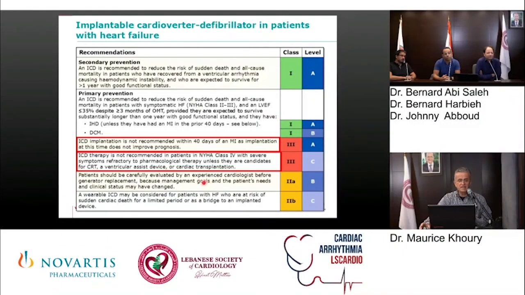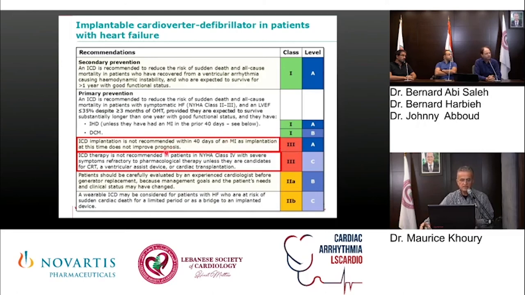Another important thing I'd like the audience to remember is the indication of ICD. We are getting some referrals that are a little bit tricky. When we say ICD implantation, we have to remember, especially post-MI, that within the first 40 days post-MI it is contraindicated to put an ICD. So it is a 3A recommendation.